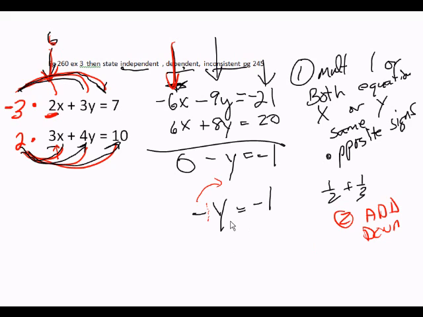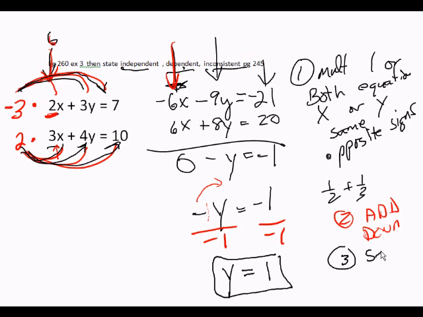The only thing I need to do now is get rid of this y. And that's why I think I left the 1 there, because there's a negative 1 there. It's negative 1 times y. The only way to get rid of it is divide by negative 1. Because negative 1 divided by negative 1 is a positive 1y. Negative 1 divided by negative 1 is a positive 1. So y equals 1. So step 3 was solved.